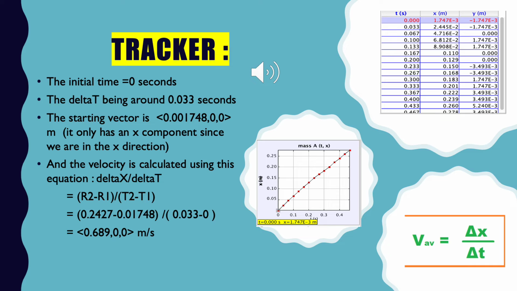The starting vector is 0.00174800 meters. It only has an x component, so it's going in the x direction. And the velocity can also be calculated from the equation at the bottom right of the slide, and it's found to be 0.688500 meters per second.